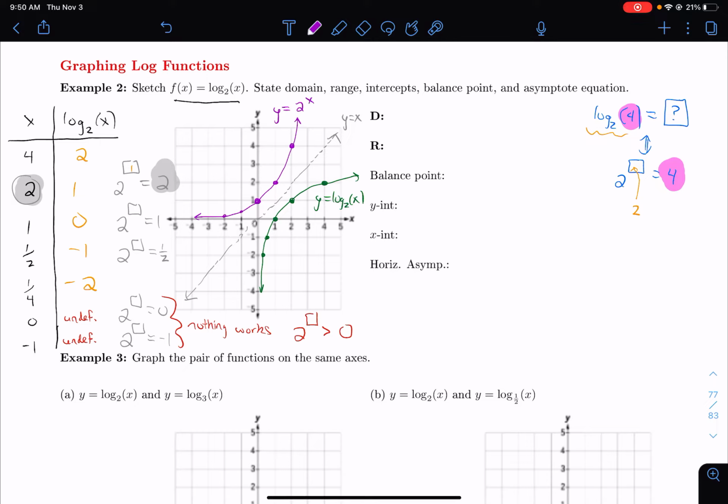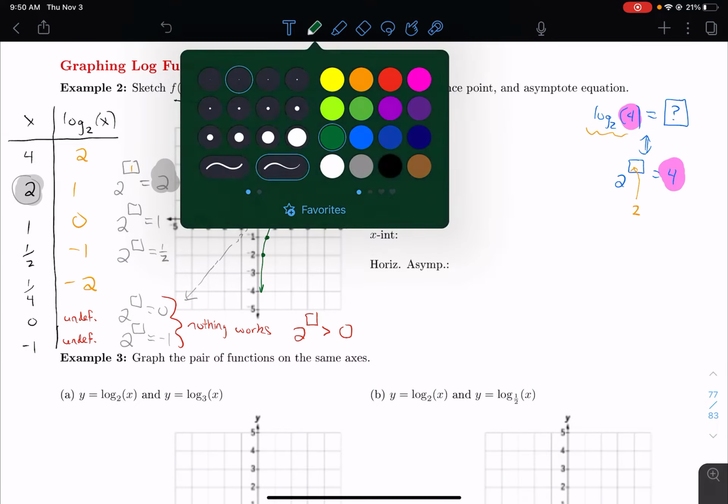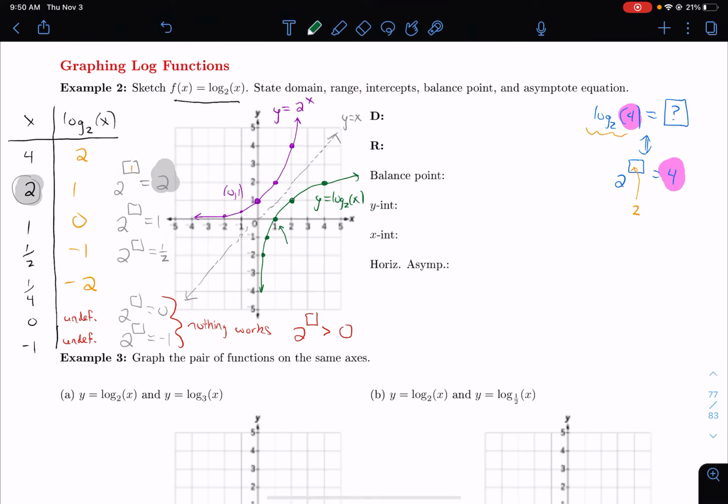So that's good. So just like the exponential function has a balance point at 0, 1, a log function will have a balance point. That's the mirror image of that across y equals x. So that's at 1, 0. That is the balance point of a log function. Okay, so I'm going to label that here. My balance point is at 1, 0. That's kind of where the graph changes from growing very quickly on the left of the balance point to very slowly on the right of the balance point.